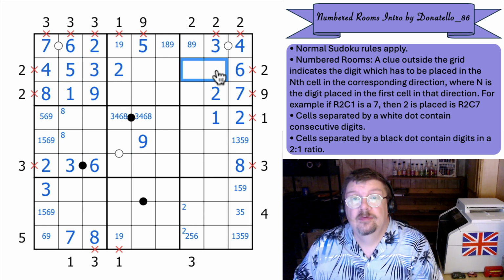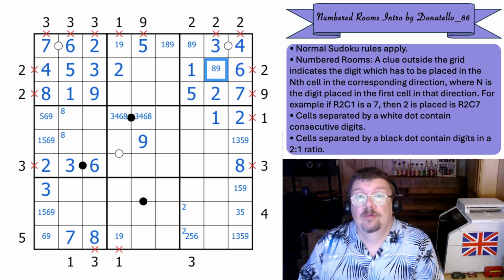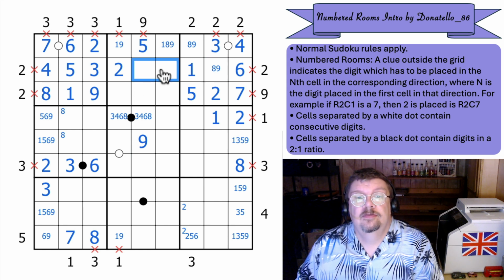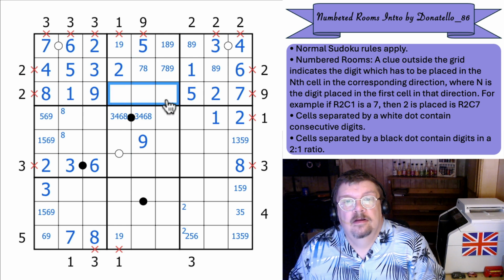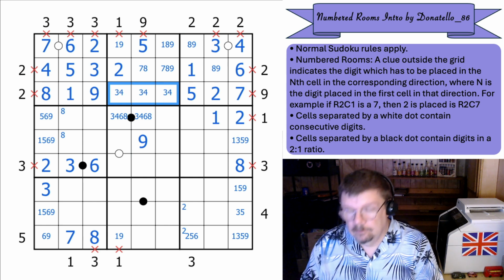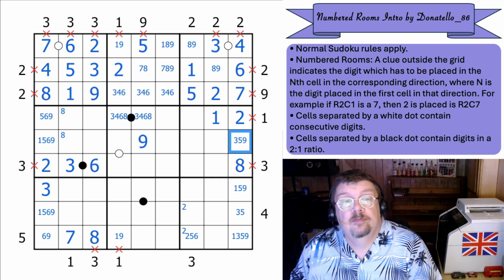So 1 is now in one of those two cells, but it's not that one. Not this one because of that. So these are 5, 8, and 9, and that can't be a 5. So that's a 5. That is 8 or 9. And these are 7, 8, or 9 in the row, and that one's not 9. And then these 3 digits are from 3, 4, and 6. This one removes a 1 from here.